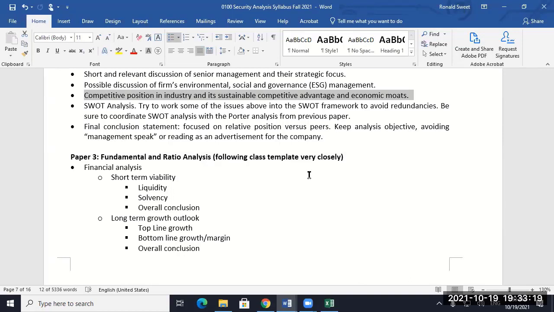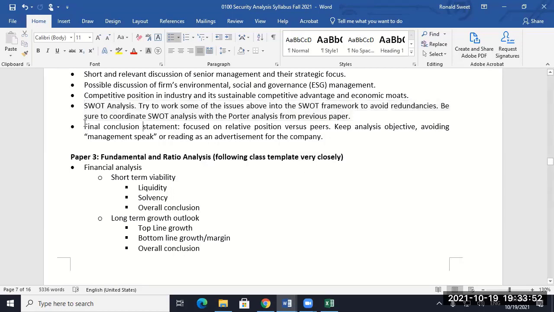Not all of your firms have that. So, there's a chance your firm is just in a commodity business and is just struggling to make that work. But, still talk about that. And then a SWOT analysis. Think about your SWOT analysis compared to what you did with Porter and try to relate those two. Usually strengths and weaknesses are very company specific. Opportunities and threats tend to be more industry related than company specific. So think through those connections.